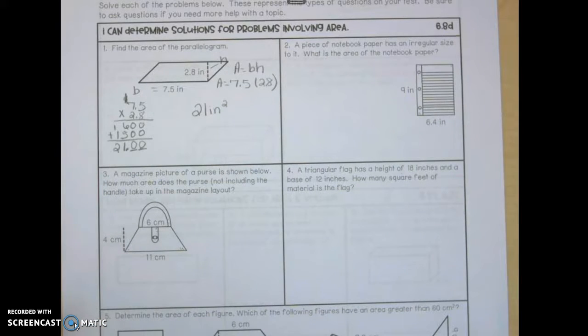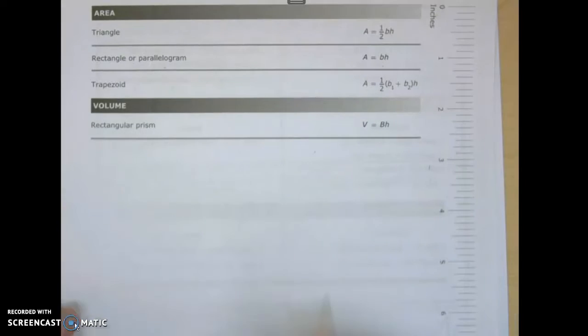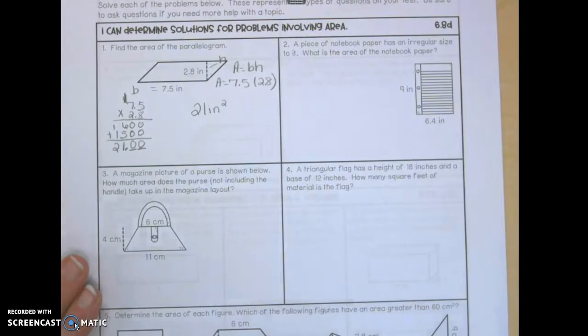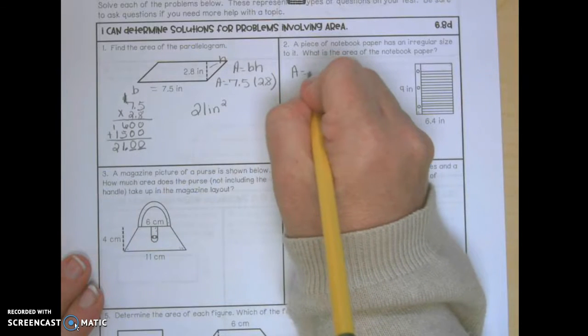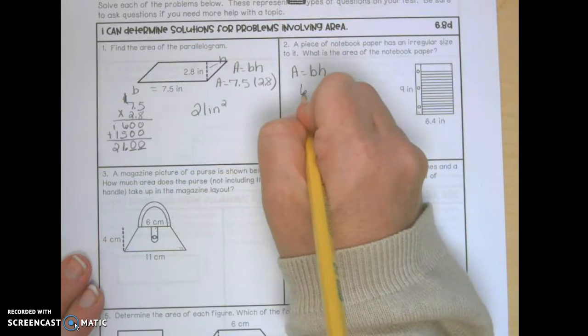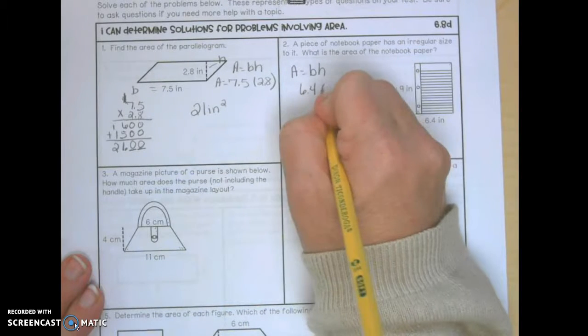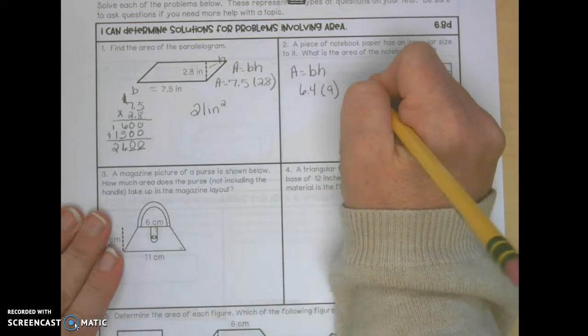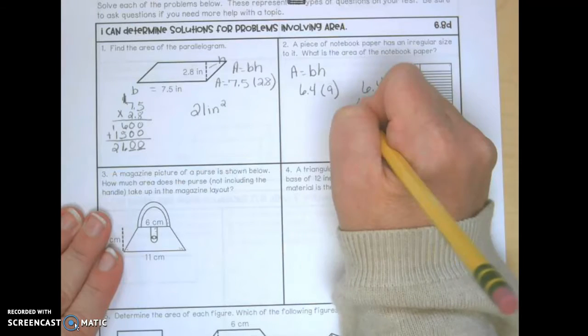A piece of notebook paper has an irregular size to it. What is the area of the notebook paper? It is a rectangle. So I am going to look on my formula chart. Area of a rectangle is the same thing as a parallelogram, base times height. Area equals base times height. My base is 6 4/10. My height is 9. 6 4/10 times 9.